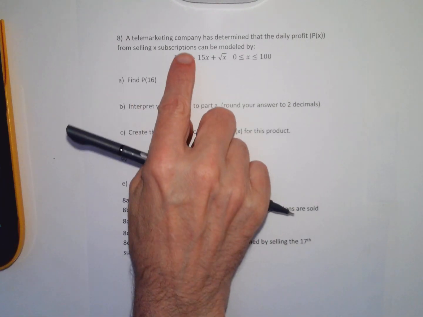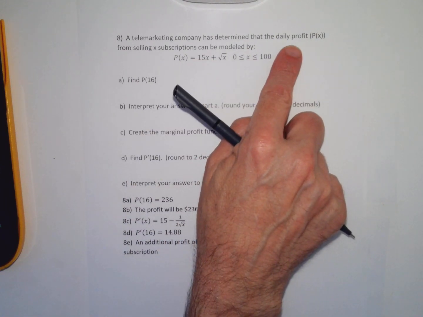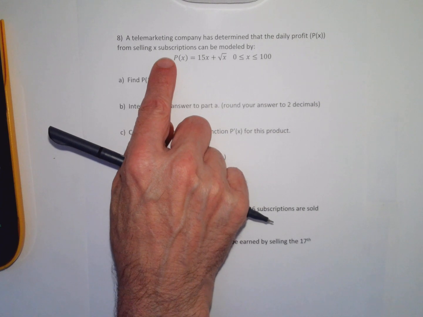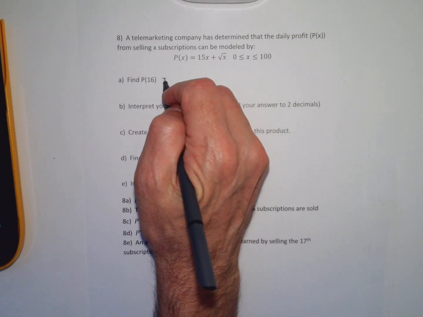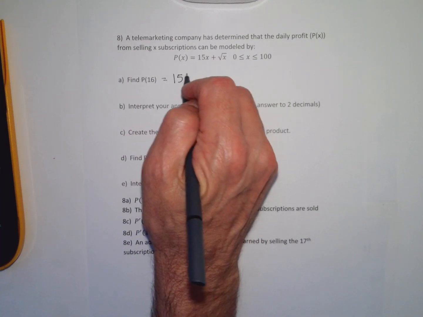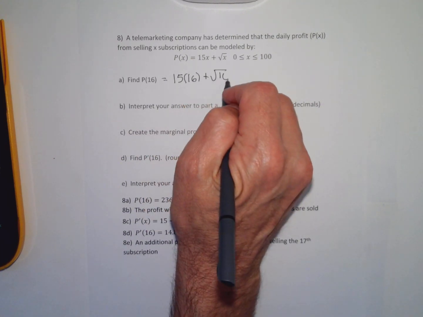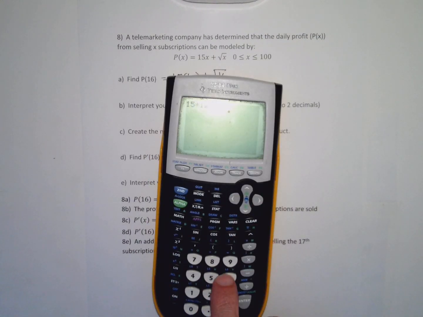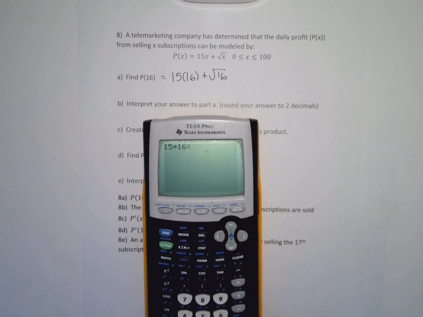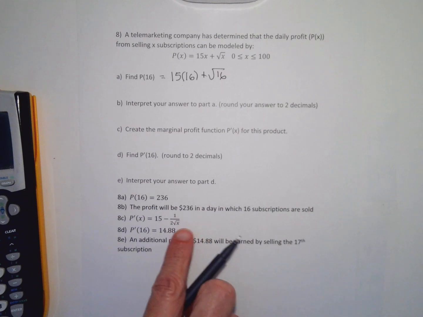Anyways, this profit function is the amount of profit the company will earn in a day by selling x subscriptions of whatever they're selling through telemarketing. So first I'm asked to find P of 16. P of 16 I'm going to get by plugging 16 into the profit function. No reason to do that by hand. I'm going to do 15 times 16 plus the square root of 16. And I get 244 for my, whoa, down here I have 236 written.